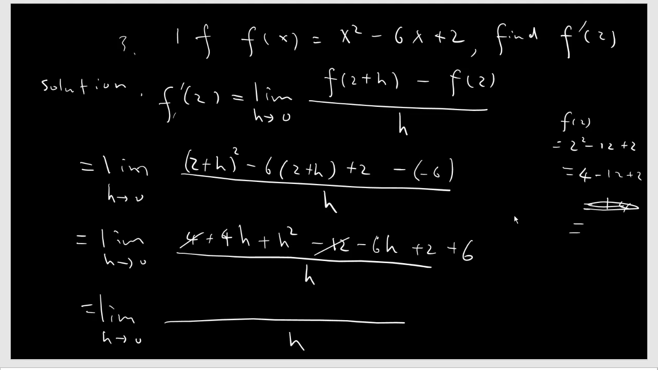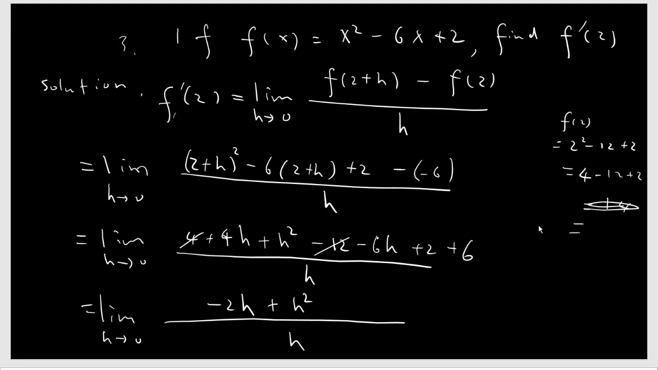After cancelling out the constants, you probably want to combine the terms. So watch me, please. I could make mistakes in here. 4h minus 6h. You have negative 2h, and then plus h squared.